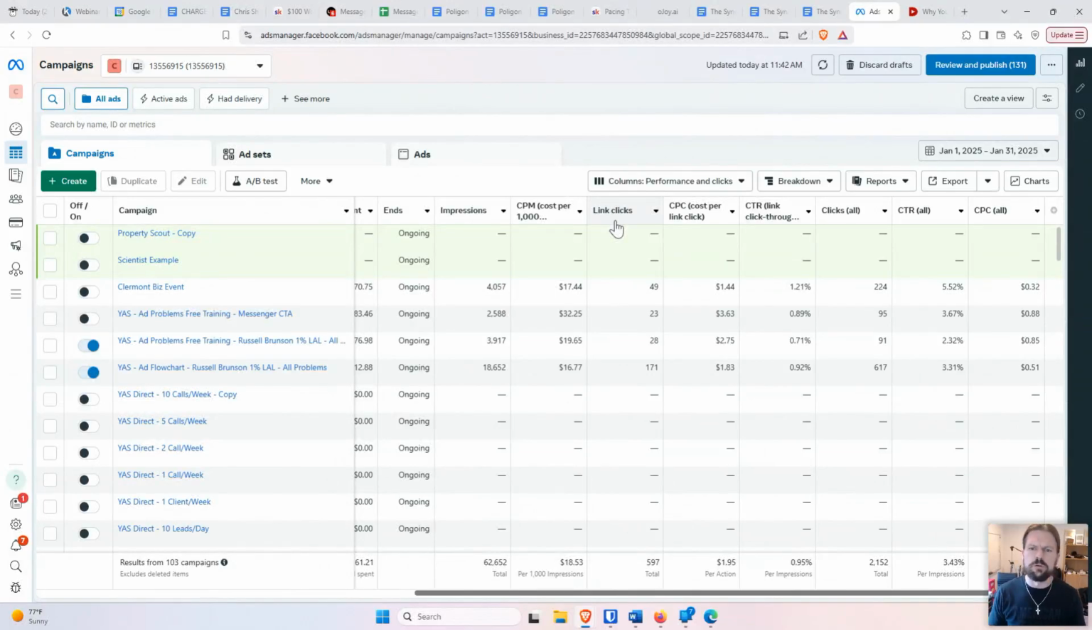It may be a lead form, it may be a messenger conversation. If so, that's going to be a different thing. But it's essentially the same idea: what's the thing they click to go to whatever is the next step in the funnel.